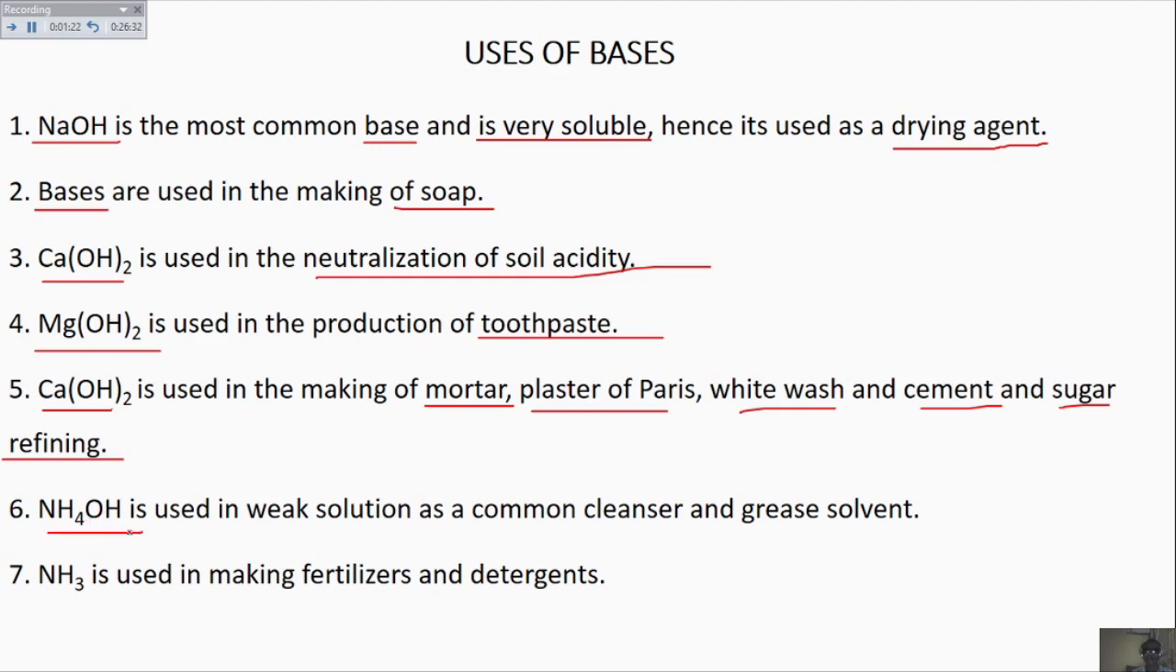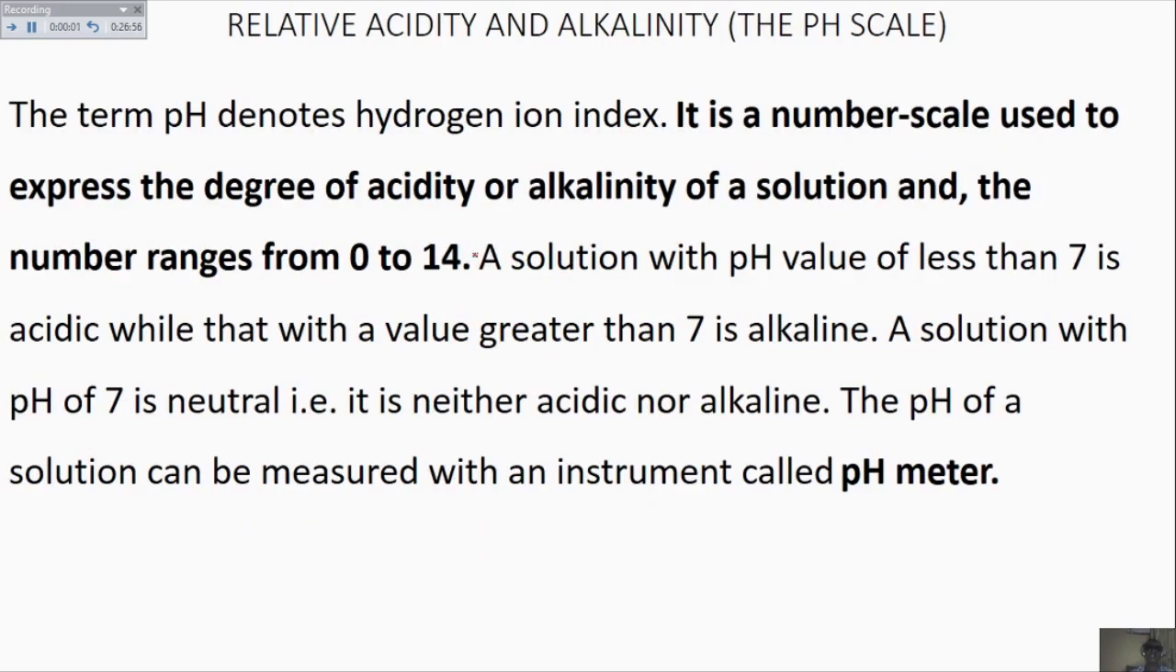Then ammonium hydroxide is used as a grease solvent or as a cleaning agent. Likewise, ammonia is used in making fertilizer. When you're talking about fertilizer, you're talking about NPK and detergents and all. Detergents.